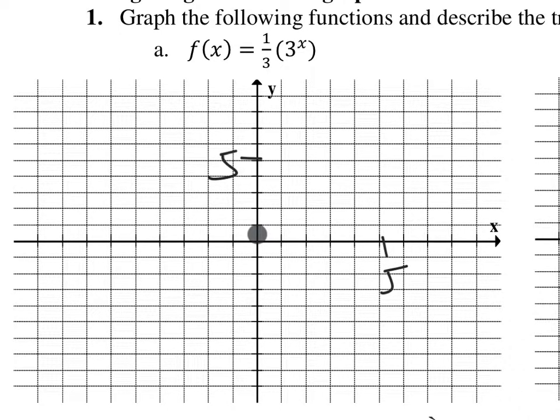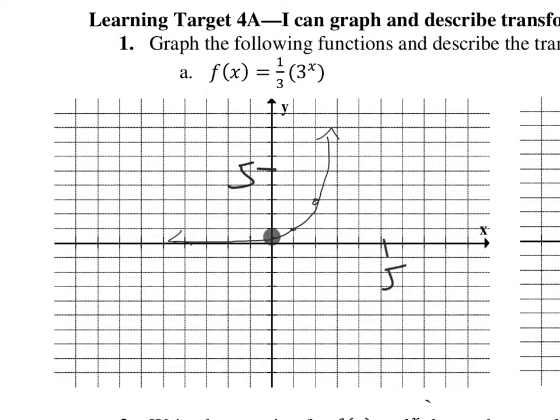Well, let's try this again. It's going to go through (0, 1/3) there. And then 3 to the first is usually 3, but we're going to drop that down to 1/3 of it. 3 to the second is usually 9, but 1/3 of 9 is 3. It's going to look like this. We're going to have an asymptote at the 0 axis, and that is the x-axis.